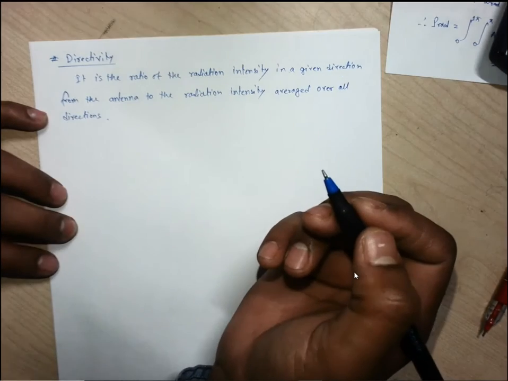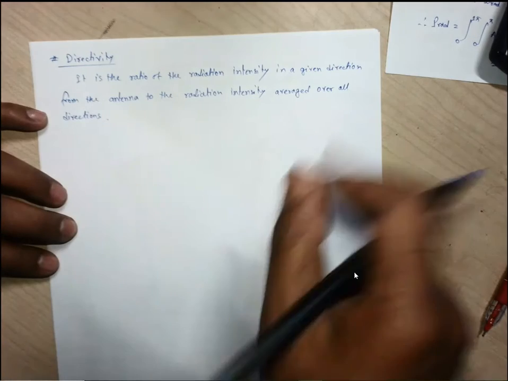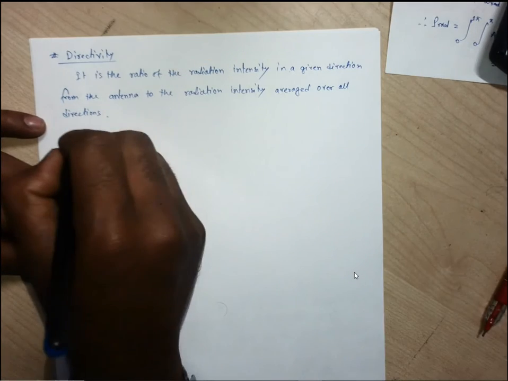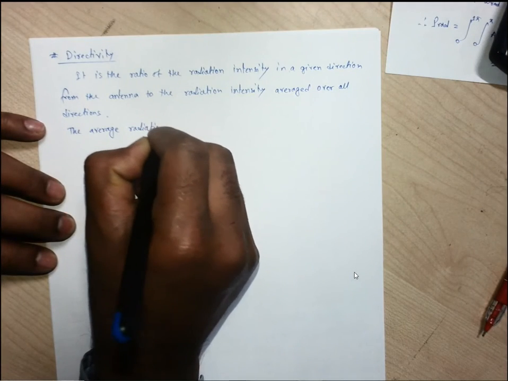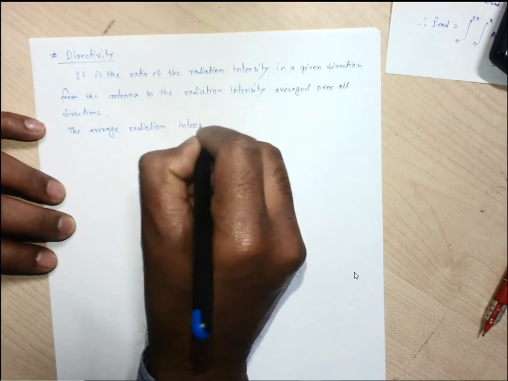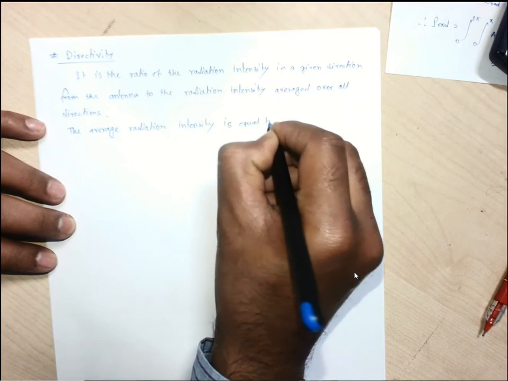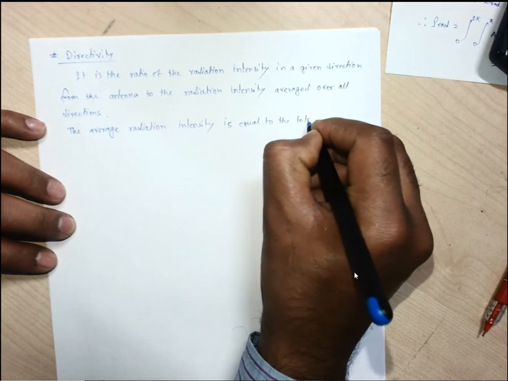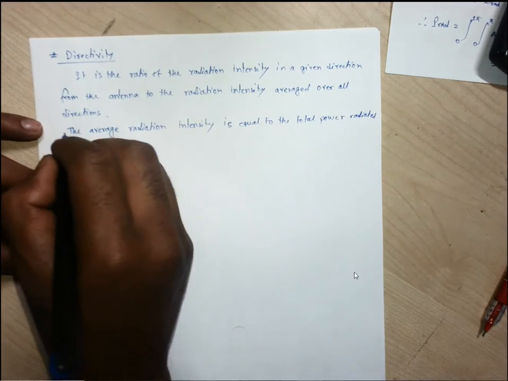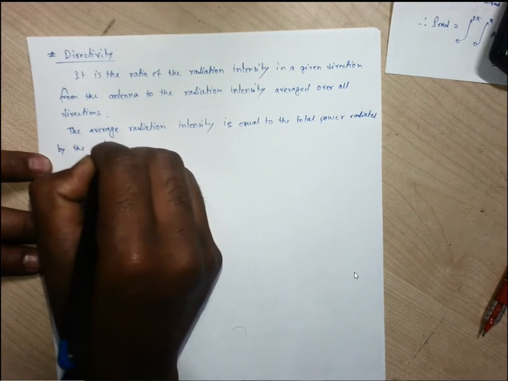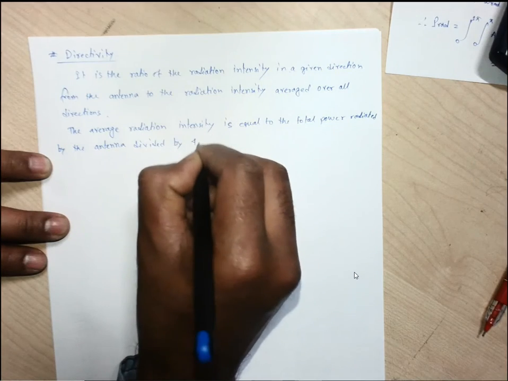So this average radiation intensity is equal to the total power radiated by the antenna divided by 4 pi. It is the average radiation intensity. The average radiation intensity is equal to the total power radiated by the antenna divided by 4 pi.